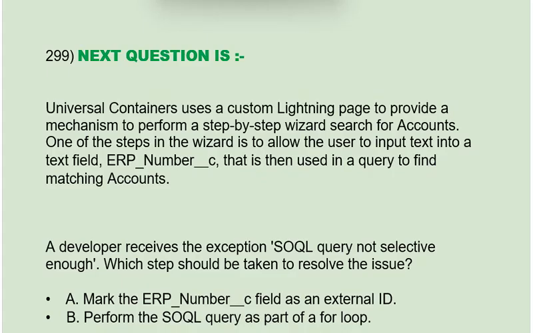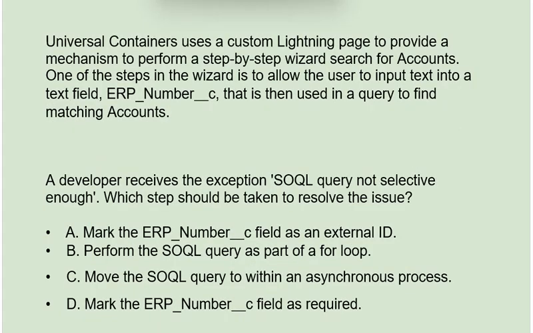Question: Universal Containers uses a custom Lightning page to provide a mechanism to perform a step-by-step wizard search for accounts. One of the steps in the wizard is to allow the user to input text into a text field, ERP_number__c, that is then used in a query to find matching accounts. A developer receives the exception "SOQL query not selective enough." Which steps should be taken to resolve this issue?